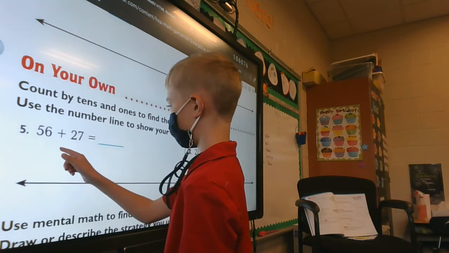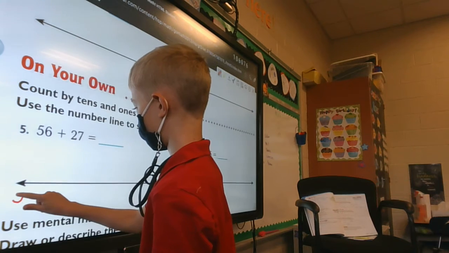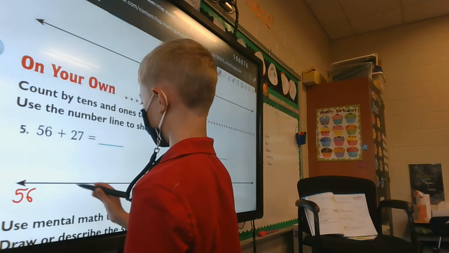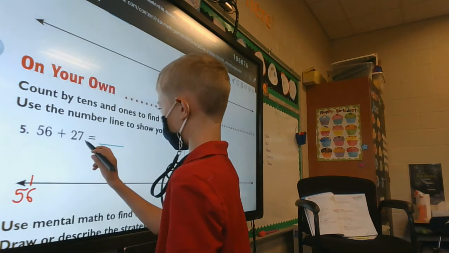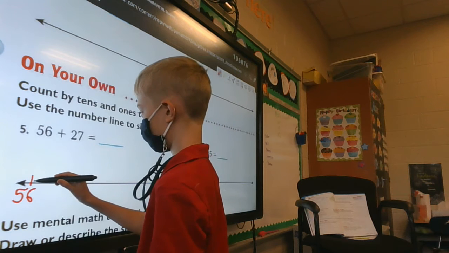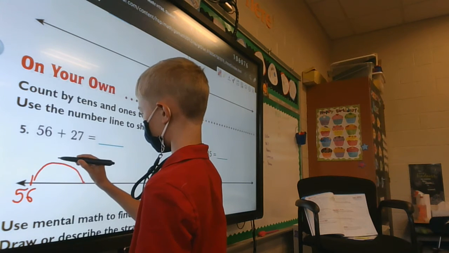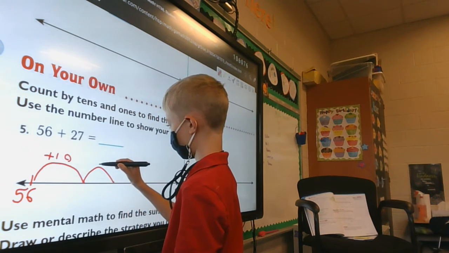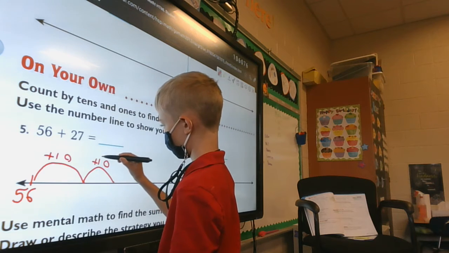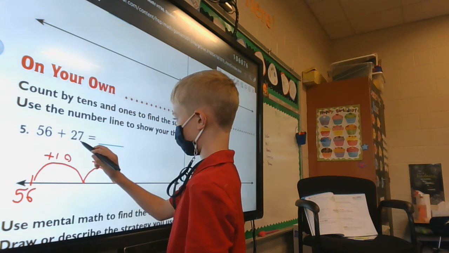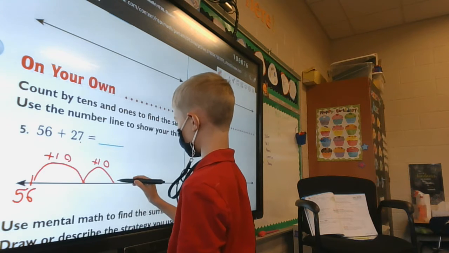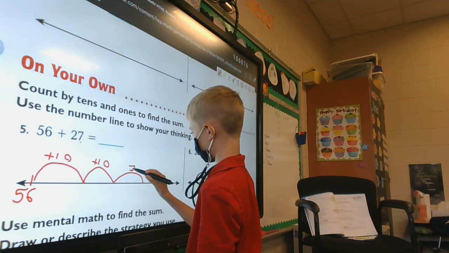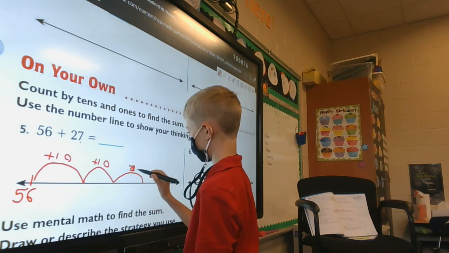Okay. So 56 is the bigger number, so we start with that. So we have to add 27. There are 2 tens, so that means we jump 10 twice. And then we have to jump 7 in the ones place.